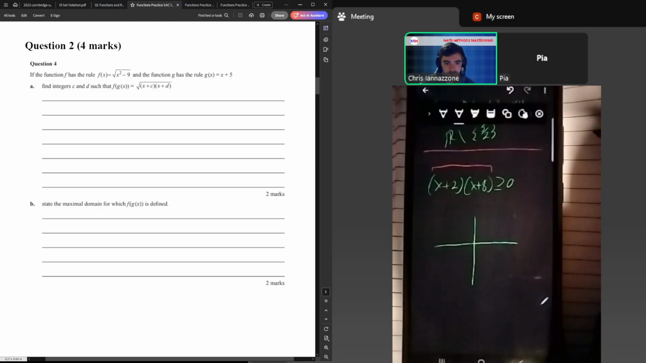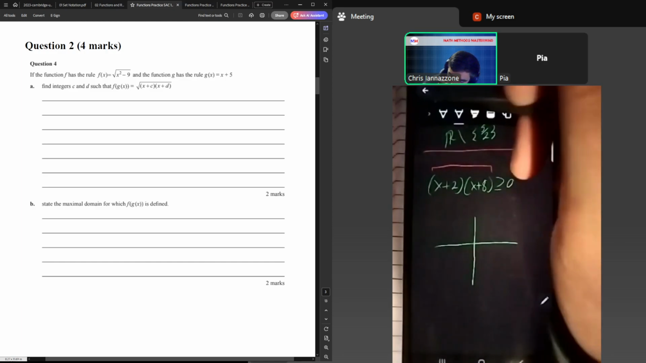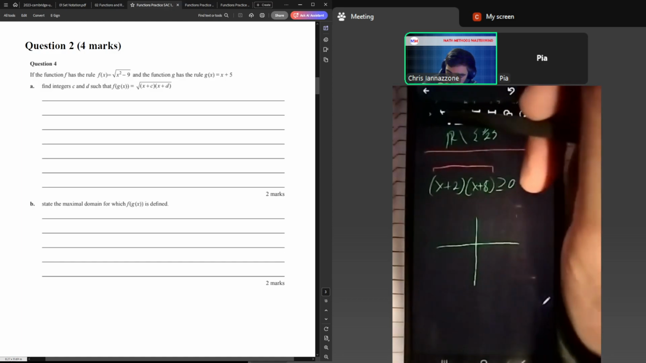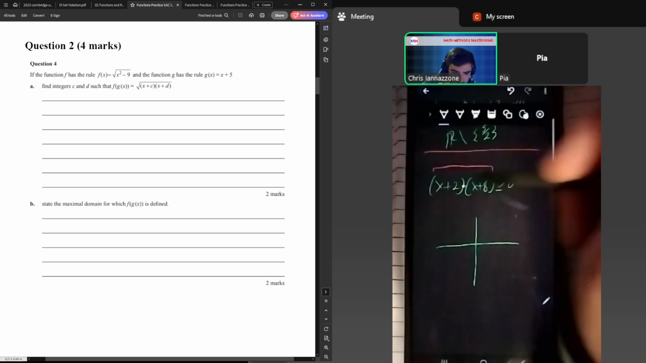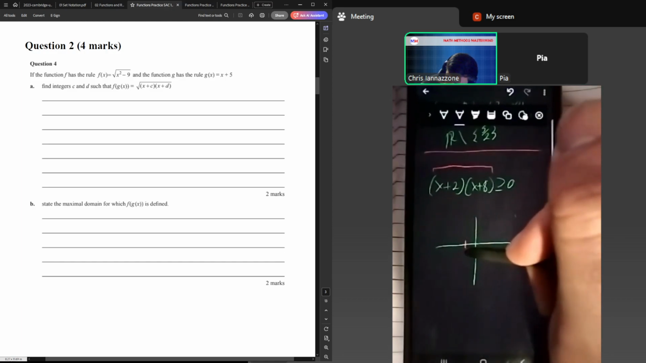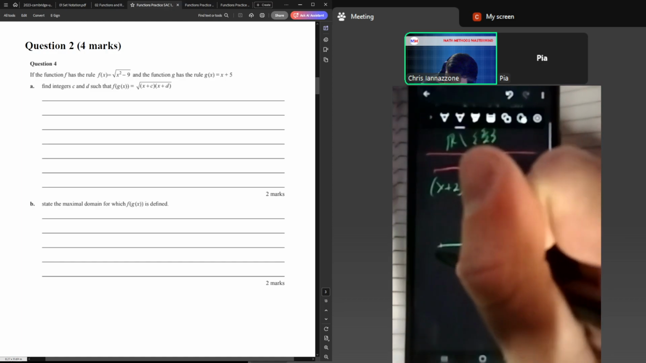Just sketching that quadratic. I've forgotten. Forgotten? That's fine. So this is a null factor law situation. When you have a set of bracketed terms that are multiplying together for a polynomial, anytime these brackets equal 0, those are the x-intercepts of that function. So x plus 2 means you cut at minus 2, and x plus 8 means you cut at minus 8.